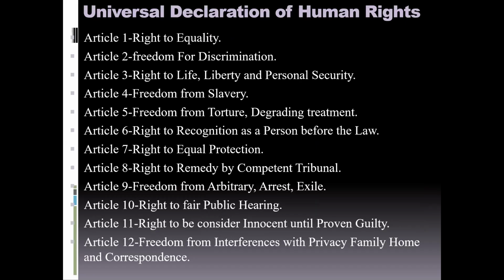The Universal Declaration of Human Rights gave 30 articles on human rights. Article 1, right to equality. 2, freedom from discrimination. 3, right to life, liberty and personal security. 4, freedom from slavery. 5, freedom from torture. 6, right to recognition as a person before the law.